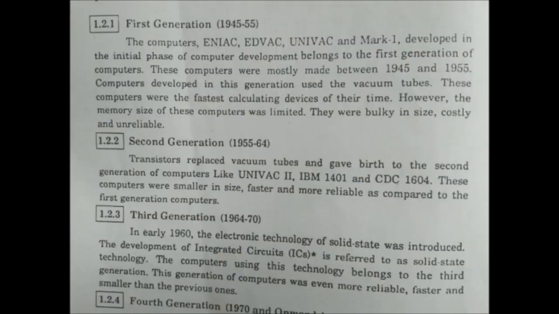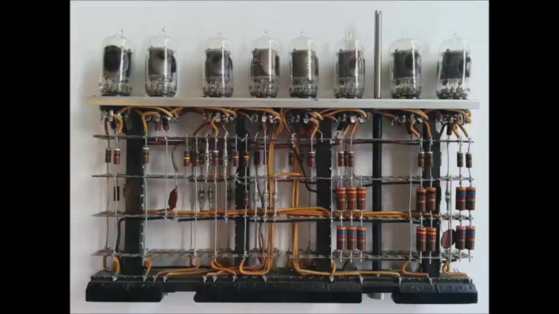First generation 1945 till 55. In the first generation, the computers like ENIAC, EDVAC, UNIVAC and Mark I were developed. These computers were considered as the first computers that were made. In this generation, the computers developed by the use of vacuum tubes.